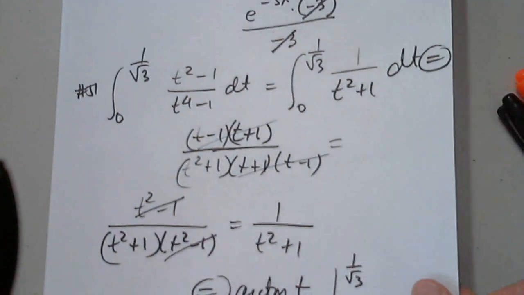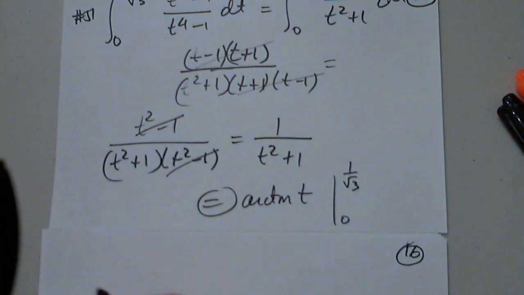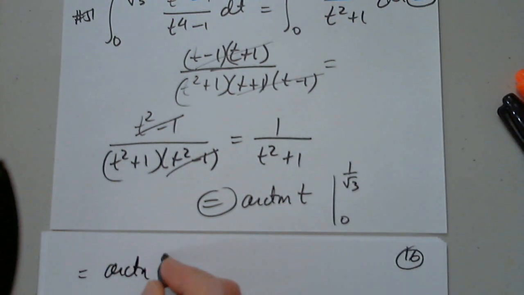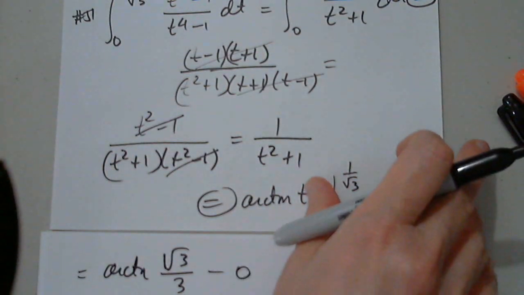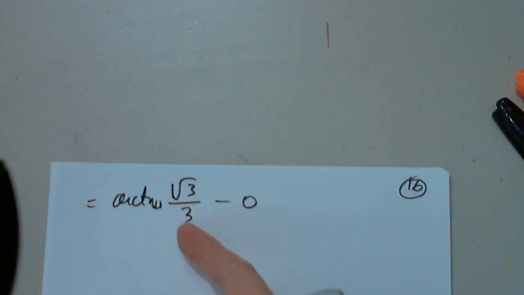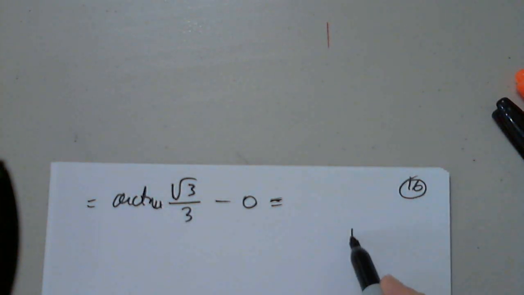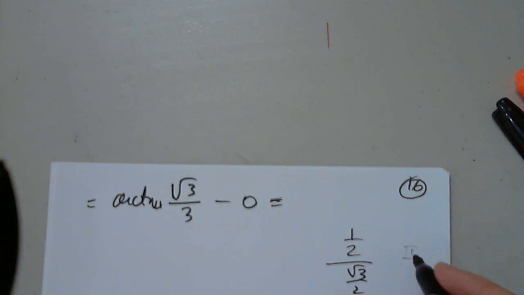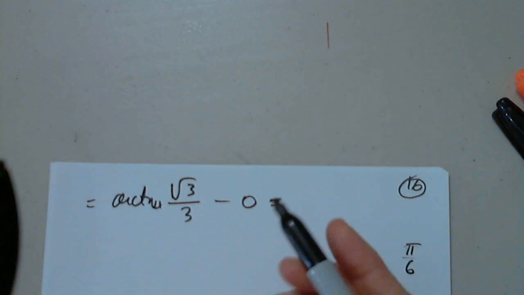So I have to plug in 1 over the square root of 3, the square root of 3 over 3 actually, minus arctangent 0, which is 0. And we just had this situation a few minutes ago. Remember, for arctangent, it's either 1/2 over the square root of 3 over 2, which is for pi over 6, or the other way around. So this is pi over 6.